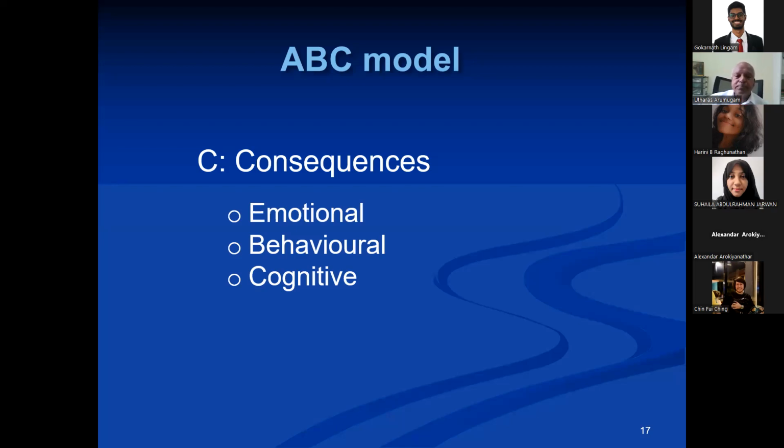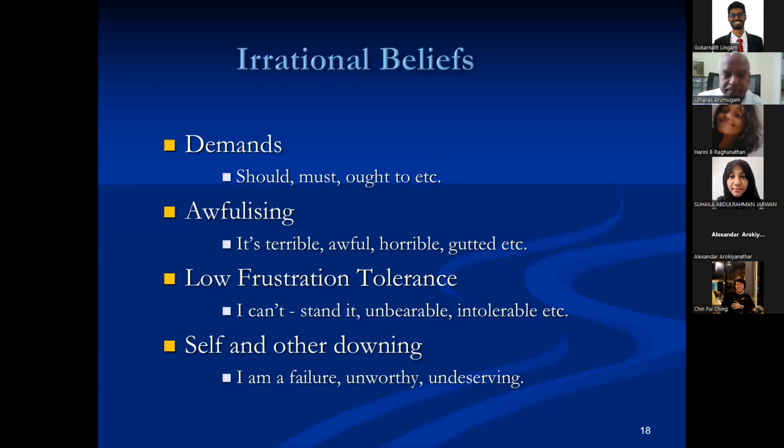Now, the beliefs are important. What the model says is that it is the beliefs that lead to the consequence. That means A doesn't cause the C, it is the B that causes the C. Now, there are beliefs which are helpful and there are beliefs which are unhelpful.